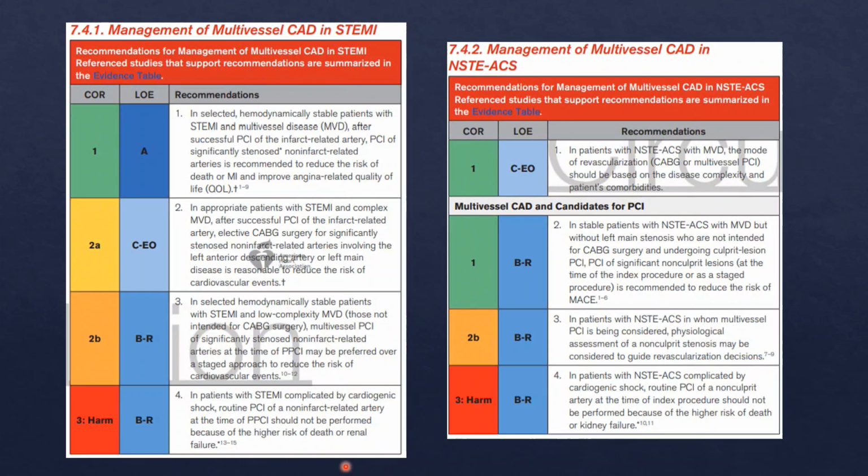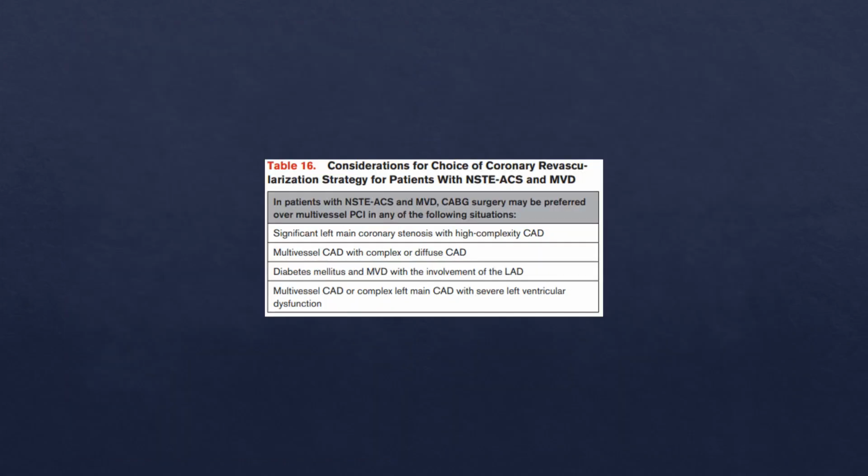So in non-ST elevation MI with multivessel disease, patients who must be considered for a CABG are those who have significant left main stenosis with high complexity of coronary artery disease, patients with multivessel CAD with complex or diffuse CAD, patients with diabetes mellitus and multivessel disease with involvement of the LAD, and multivessel CAD or complex left main CAD with severe left ventricular dysfunction. So these are the patients for whom you should consider going for CABG instead of PCI in non-ST elevation MI.